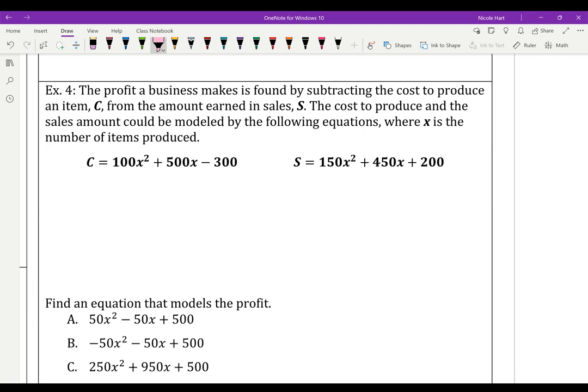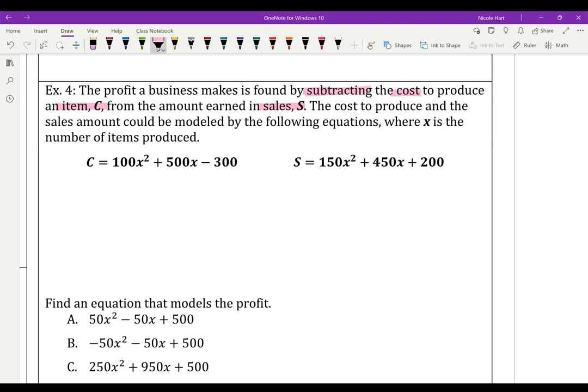So we're going to take this word problem and we're going to highlight key information and try to decipher how we're supposed to set up our equation. So it says the profit a business makes is found by subtracting, so we know we're going to be subtracting, the cost to produce an item, which is C, from the amount earned in sales. So the cost to produce is 100x squared plus 50x minus 300. And then the sales is 150x squared plus 450x plus 20.